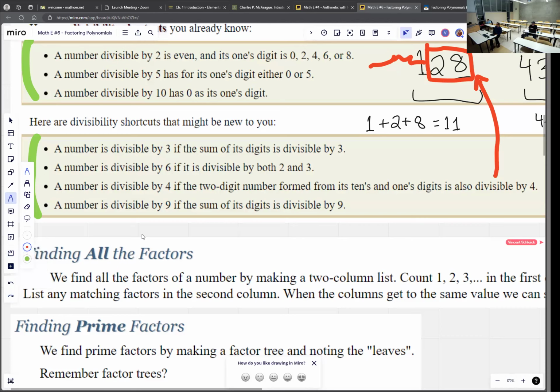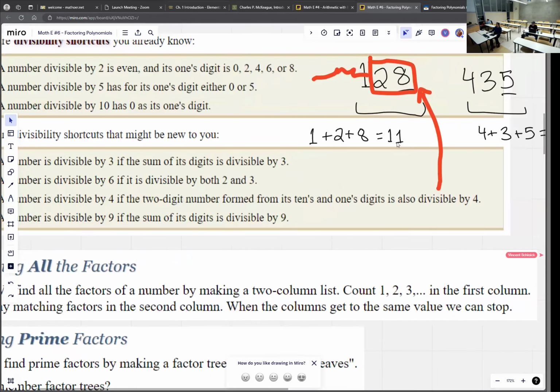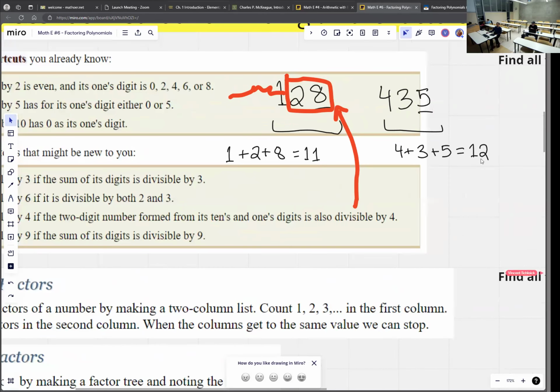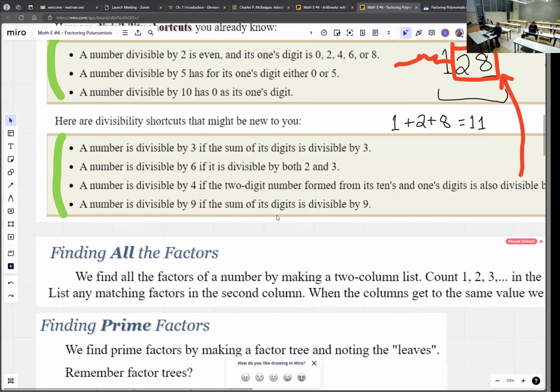And lastly, a number is divisible by 9 if the sum of its digits is divisible by 9. So with our 2 example ones, does 9 go into 11? No. Does 9 go into 12? No. So neither 128 nor 435 were divisible by 9. There are other divisibility rules. You might notice we've skipped over 7 and 8 or 11, but those are actually clunky. They are not fast like these, so you would never use them.